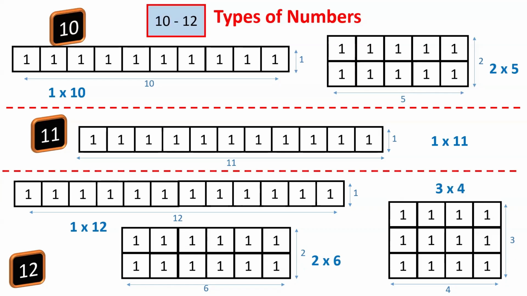So let's consider 10 now. Does 10 only form a 1 by 10 rectangle? No, it forms something else as well. So therefore, it's a composite number. 11, does it only form a 1 by 11 rectangle or quadrilateral? That's all it does. So it's a prime number. 12 forms multiple things. So it's a composite number.